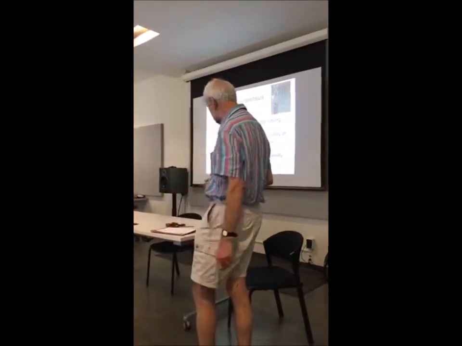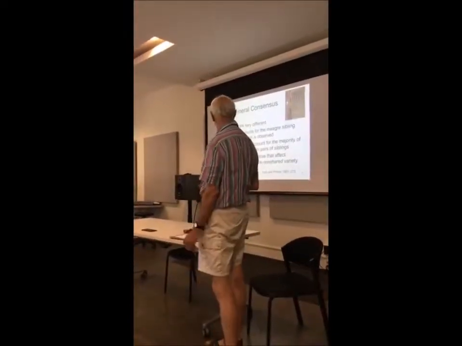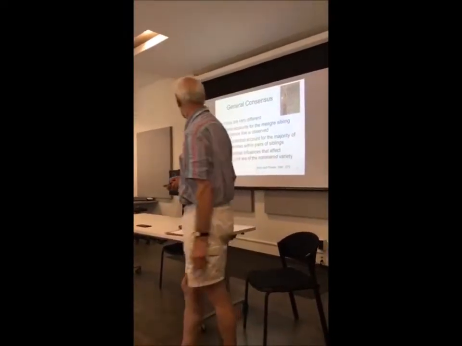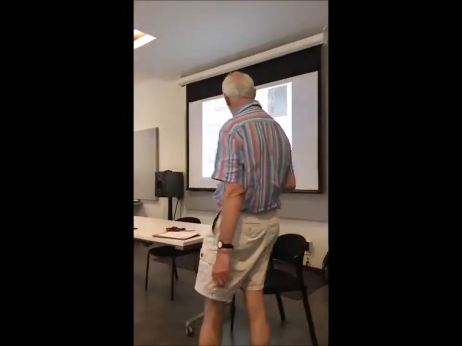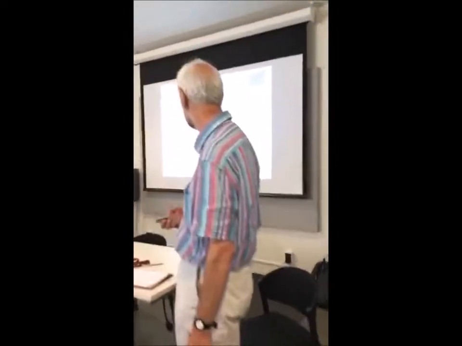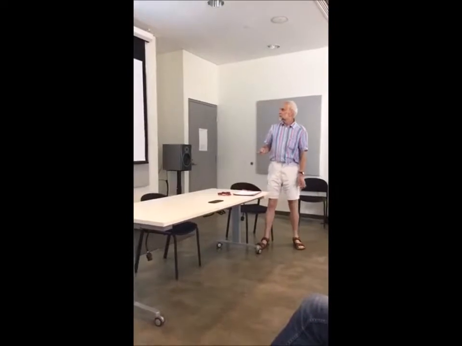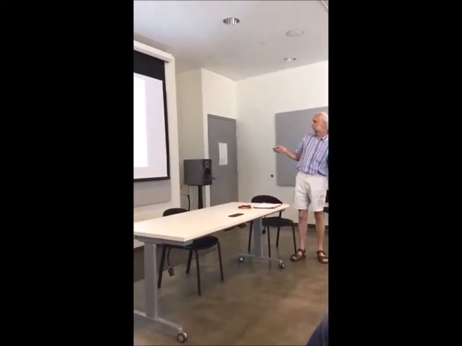So to summarise that, siblings tend to be very different. Heredity accounts for only a meagre sibling resemblance that is observed. Genetics cannot account for the majority of differences within pairs of siblings. Environmental influences are affected by non-shared experience. There's a book there called Separate Lives by them, which if you're interested, you can chase up. Again, some more general statements from Dunn and Plowman.